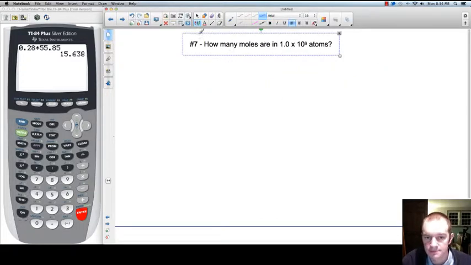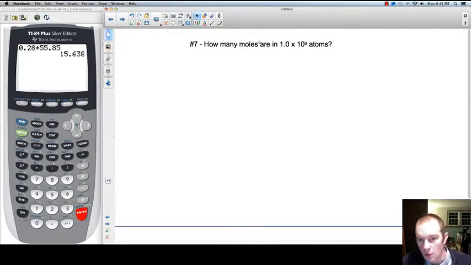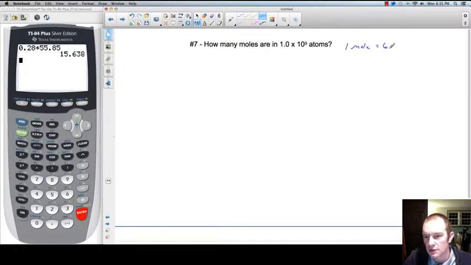The next example, how many moles are in 1.0 times 10 to the 9th atoms? Well, you might be asking yourself, atoms of what? The interesting thing about the mole is that it doesn't matter. If we're talking about atoms of an element, we know 1 mole of any element is going to equal 6.022 times 10 to the 23rd particles, or in this case, atoms.